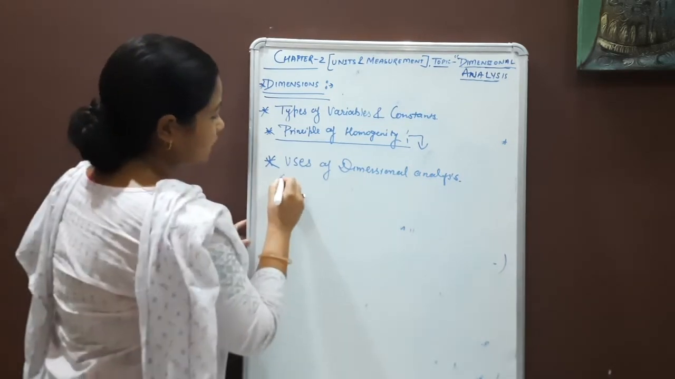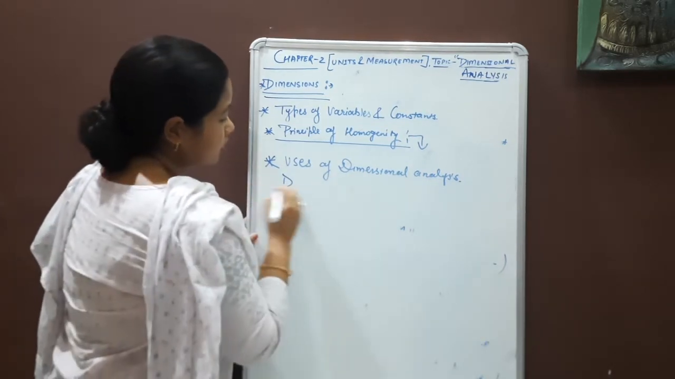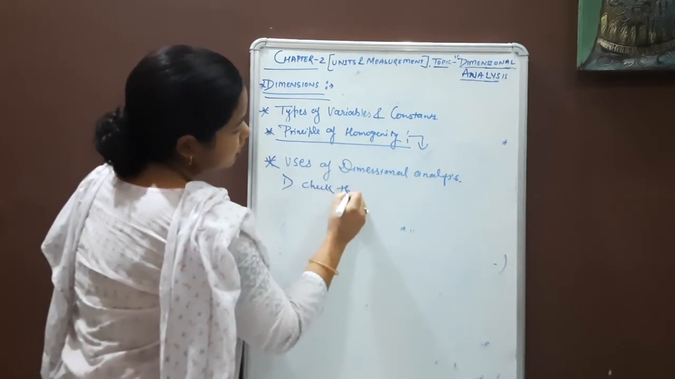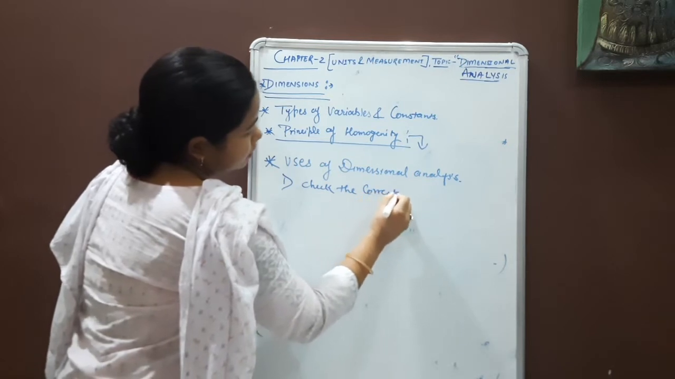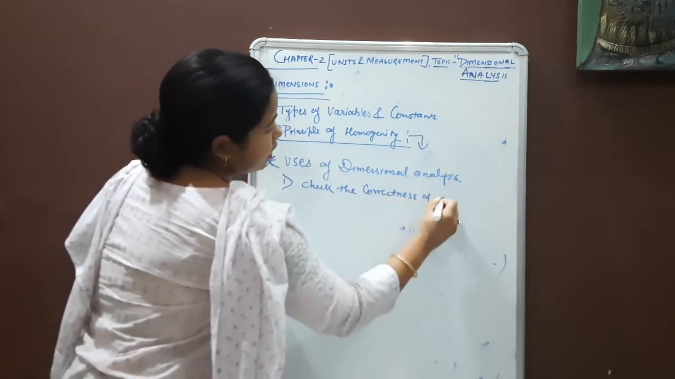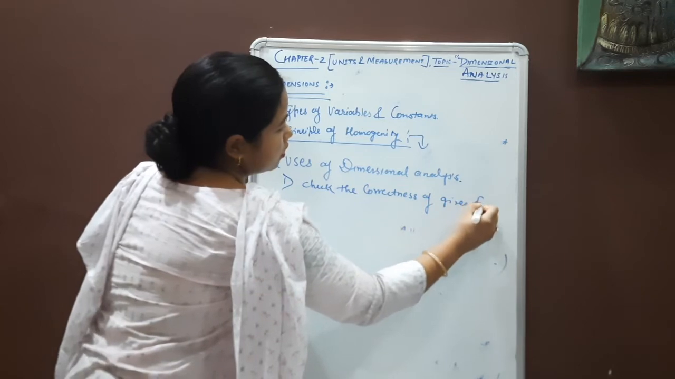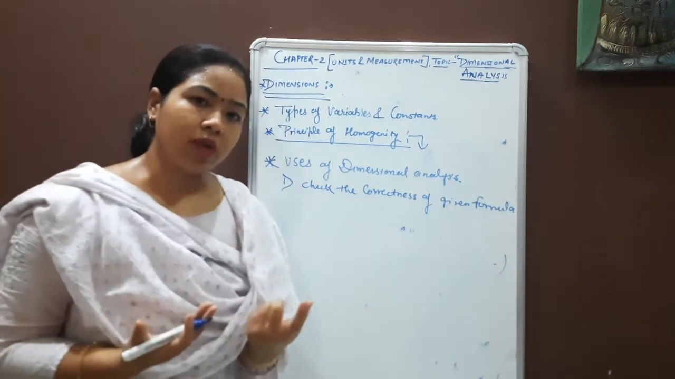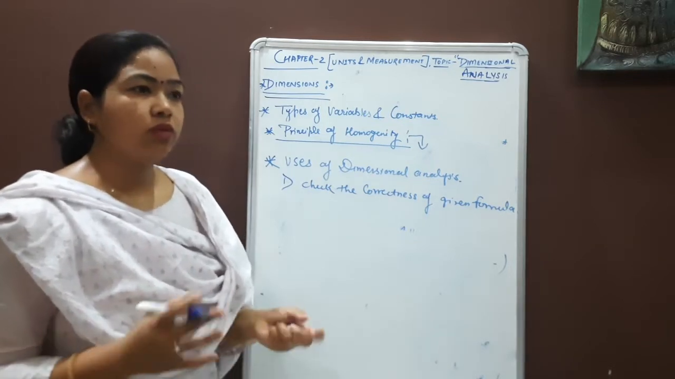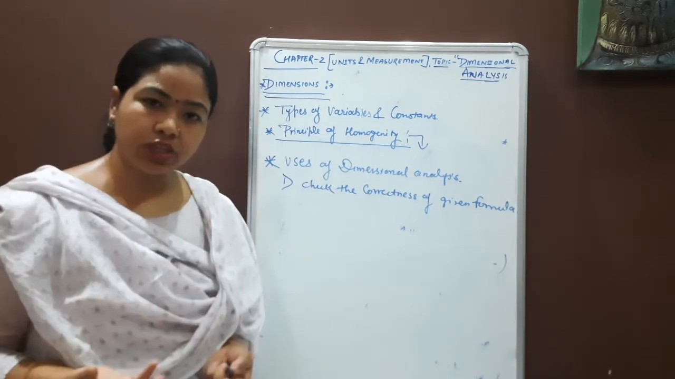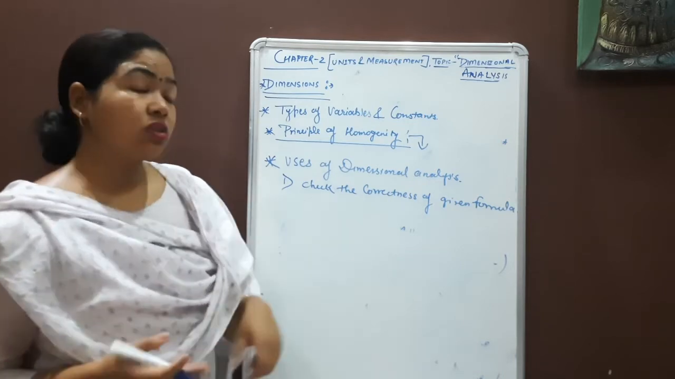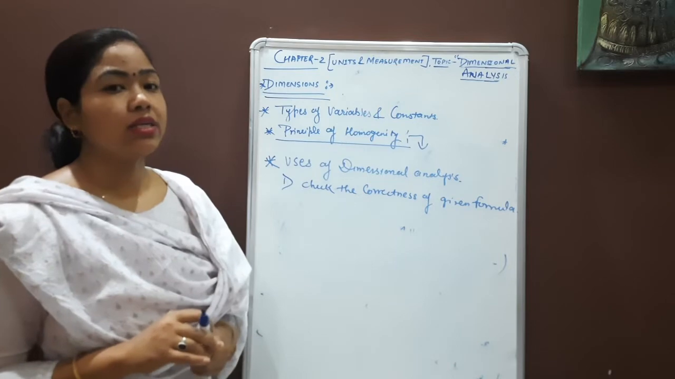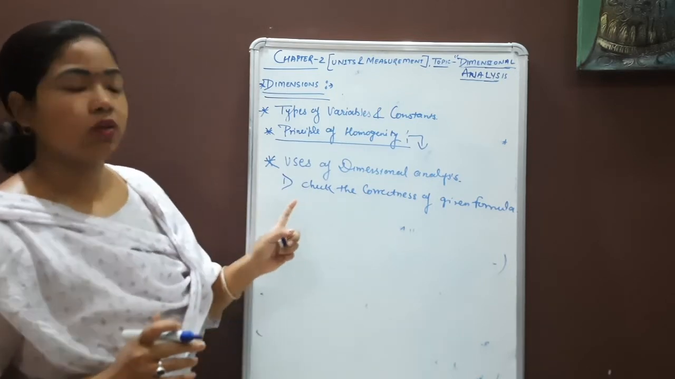Very first, we have checking the correctness of a given formula. That means if any formula is unknown to you, that is, we don't know about that particular relation or formula, we can check the correctness of that formula with the help of dimensional analysis, and that is a very important application of dimensional analysis.